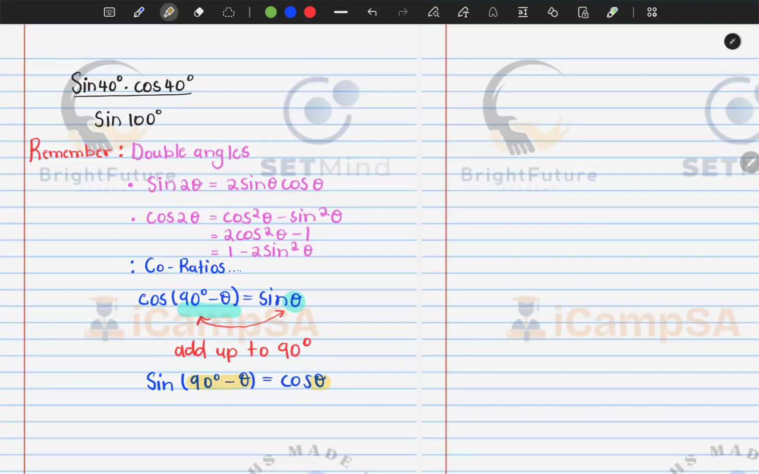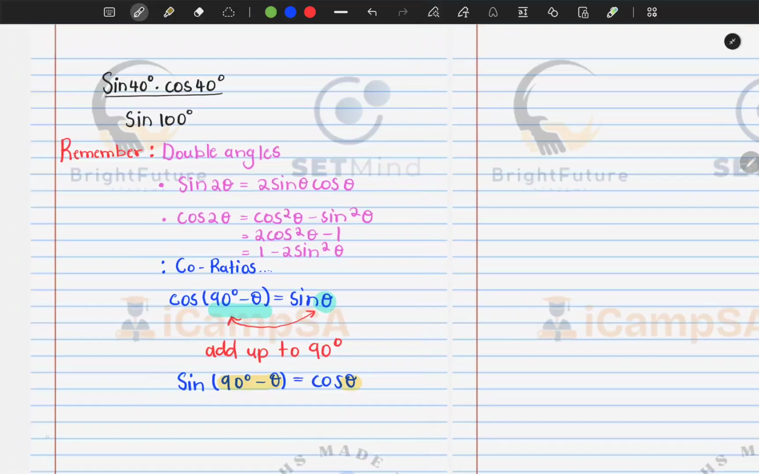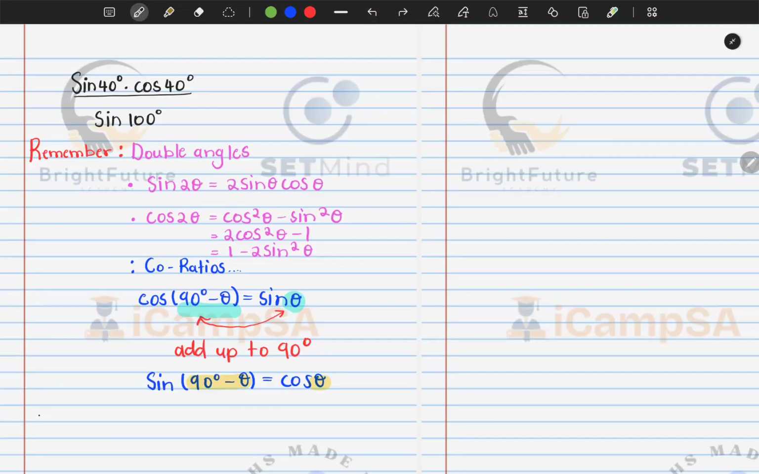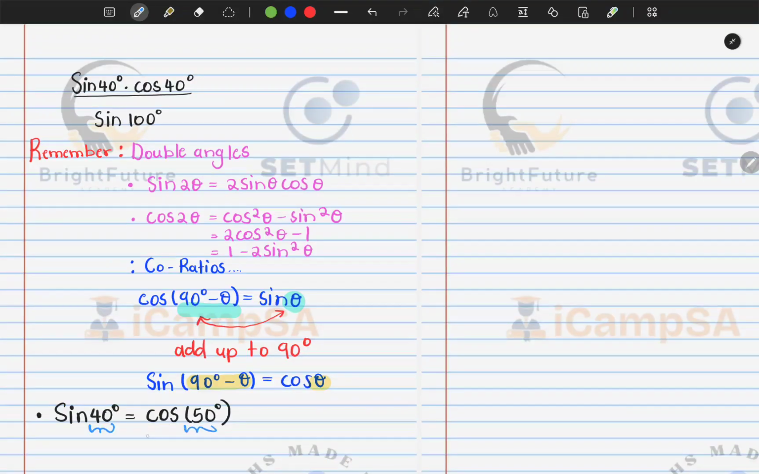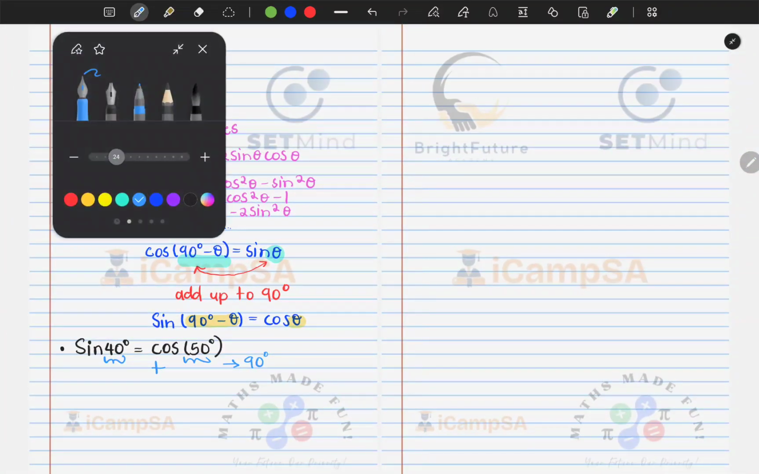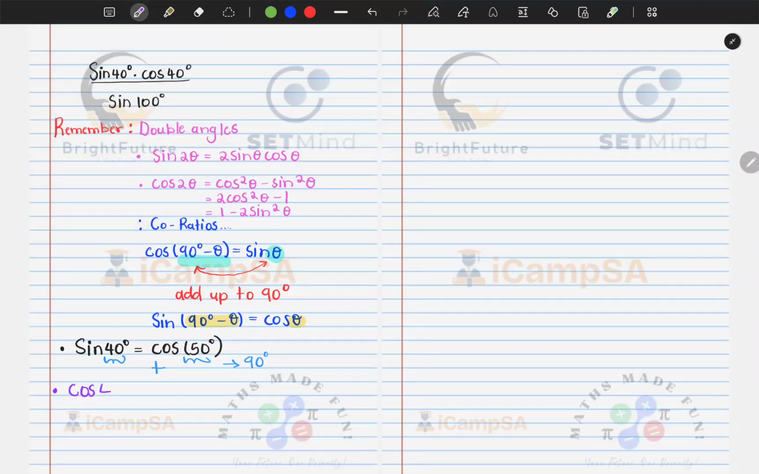With all that said, let's have a look at our problem. There are two ways we can solve it. First, I look at the top and I can see that I have a 40 and a 40. Then I look at the bottom, and I have a sine of 100. On the top, I have sine of 40 degrees, which I can write as cos of 50 degrees. Why can I write this as cos of 50 degrees? It is because this angle plus that angle give us 90 degrees. That is co-ratios. Even the cos of 40 degrees, we can write as sine of 50 degrees.